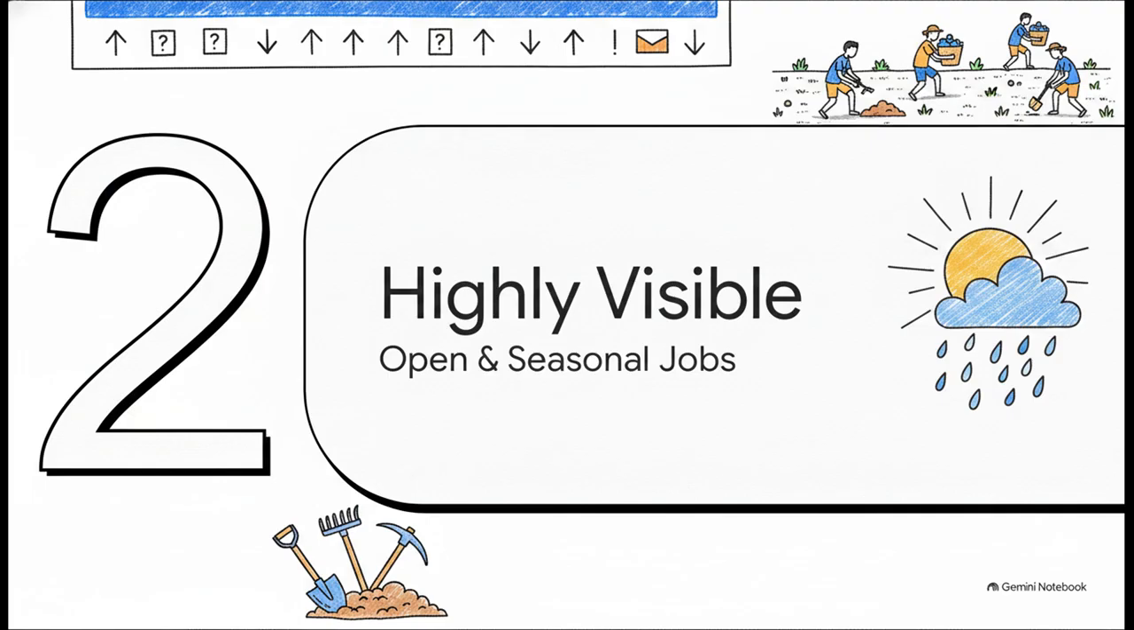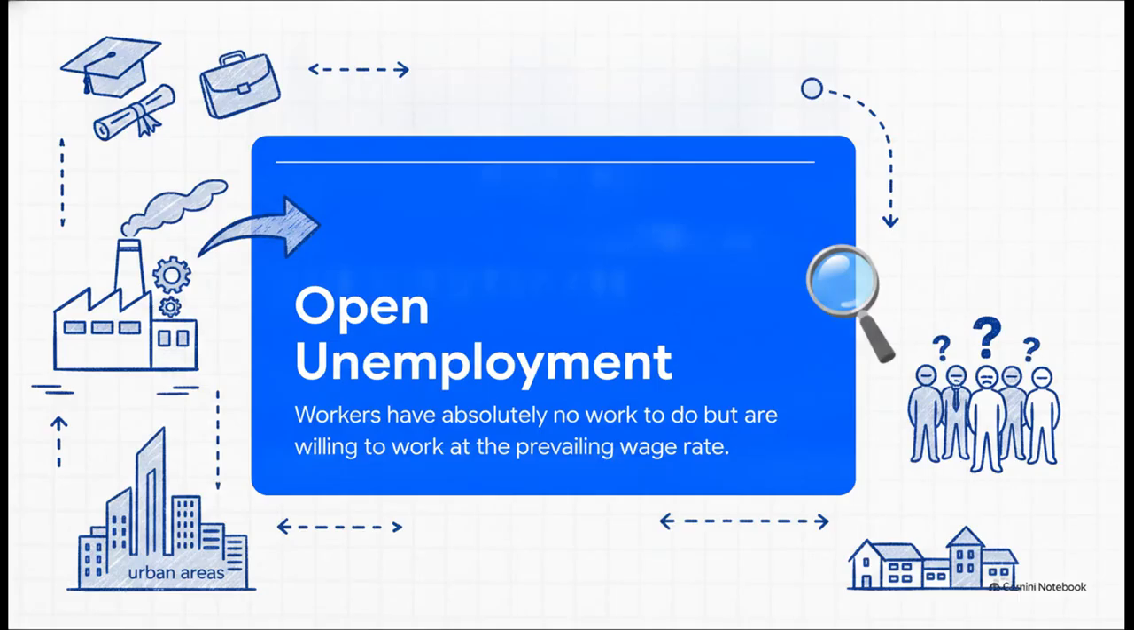All right, moving on to section 2, highly visible unemployment, specifically open and seasonal unemployment. This brings us to open unemployment, which is that traditional view we talked about earlier. It's exactly what it sounds like, a situation where workers have absolutely zero work to do. They are totally willing to work at the prevailing wage rate, but they're forced to remain jobless just because the work isn't there. You'll largely find this in urban areas and to a limited extent in rural ones. This category perfectly captures those familiar situations you probably know well. Think of recent college graduates hunting for their very first job or factory workers who've been laid off because of low product demand. It is highly visible and it's absolute.